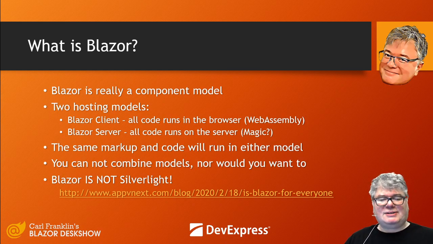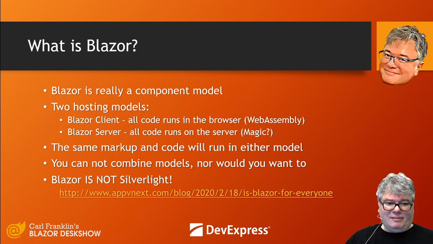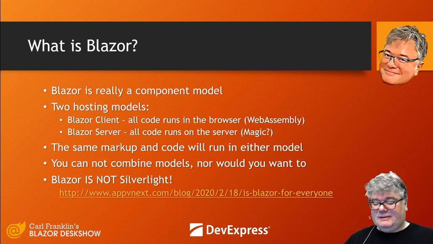The first one, Blazor Server, was introduced in .NET Core 3.0. And so if you have the .NET Core 3.0 SDK and you have Visual Studio 2019, you can create today a server-side Blazor or a Blazor server app. And all of that markup in code is going to run magically, and we'll see what that magic is in a minute, on the server.